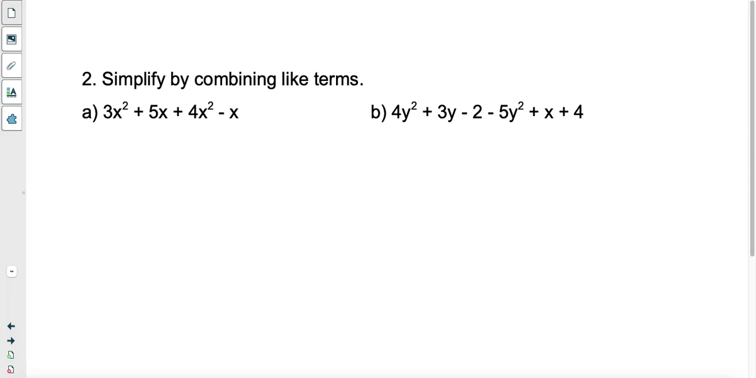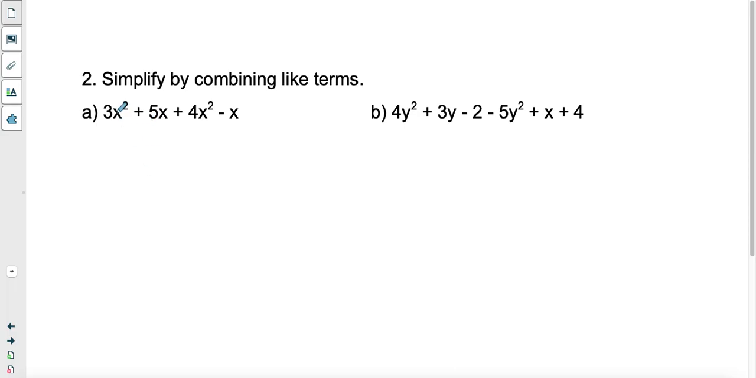In example 2, we want to simplify by combining like terms. Again, remember like terms are terms with the same variable and exponent. And if we have two like terms, then we can combine them together. So in order to simplify by combining like terms, first of all, we need to identify what are the like terms in the first place. So let's try doing that here.